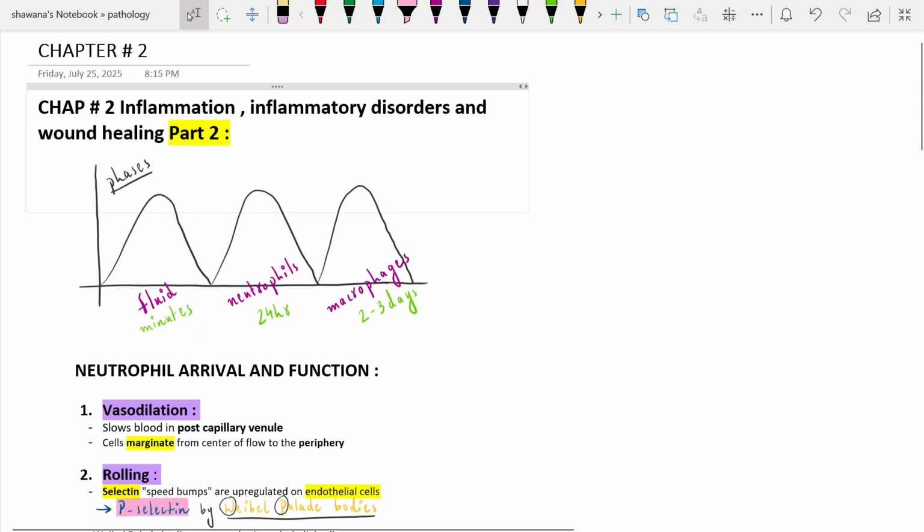Good evening guys, and today we are going to discuss acute inflammation. It's the second part of the second chapter of Pathoma, which covers inflammation, inflammatory disorders, and wound healing.